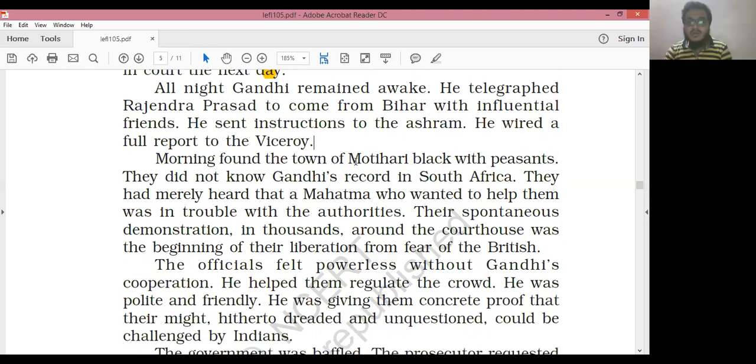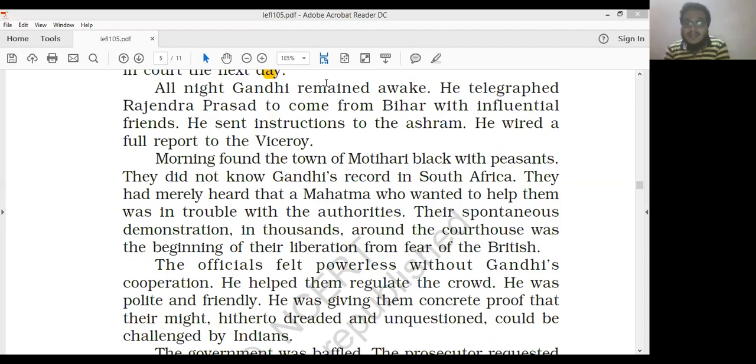Morning found the town of Motihari black with peasants. See, at night, he took the steps. In the morning, the scenario is different. In the night, he arranged all the settings, he arranged everything, and in the morning, the scene is quite different. So what happened, students?